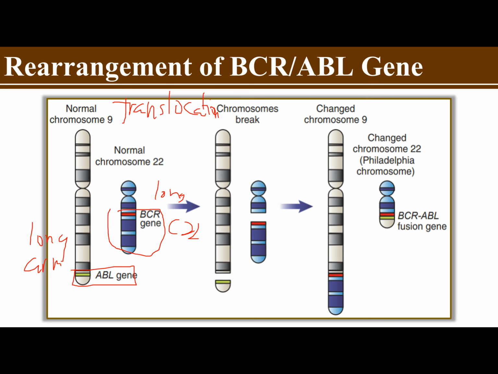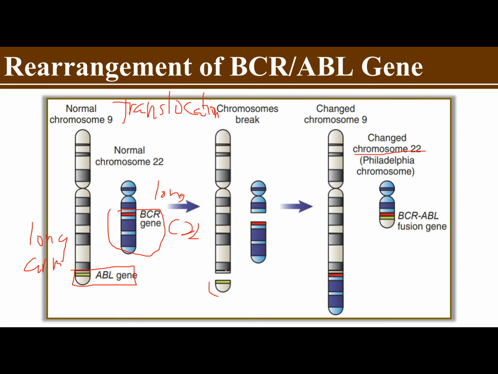Now what happens is that there would be a translocation. When you say translocation, class, the ABL gene here will move or will be cut. It will be cut and it would be removed. And what happens next is that the ABL gene will attach to the BCR gene, forming a changed chromosome 22.